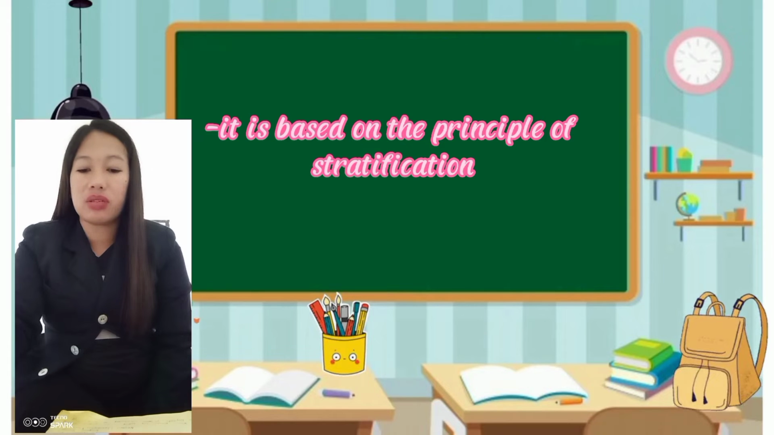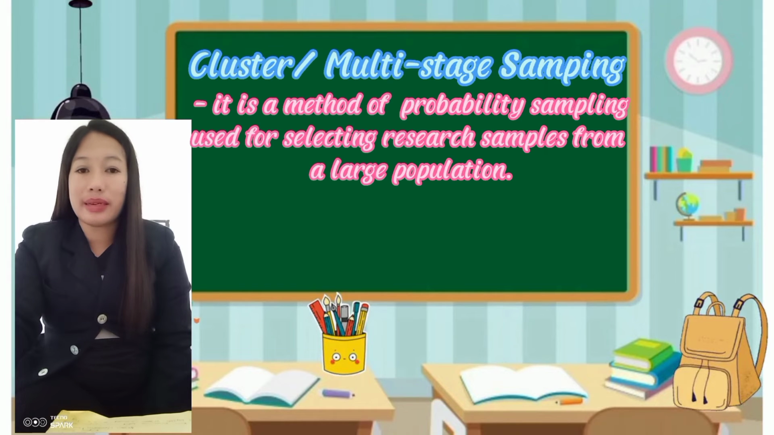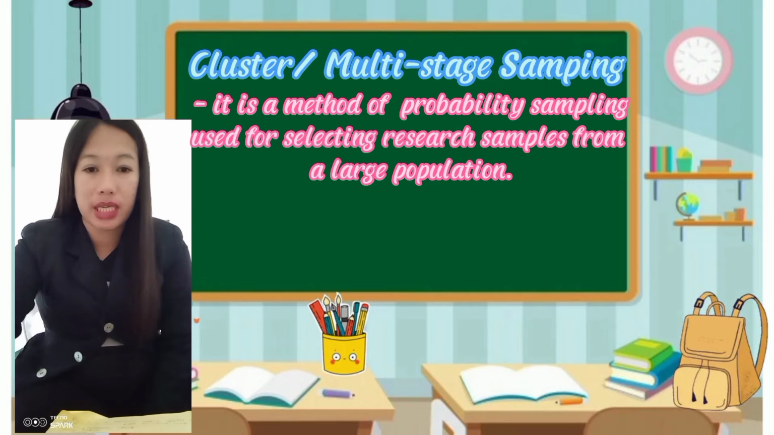And it is based on the principle of stratification. And the last is cluster sampling, also known as multi-stage sampling. It is a method of probability sampling used for selecting research samples from a large population.